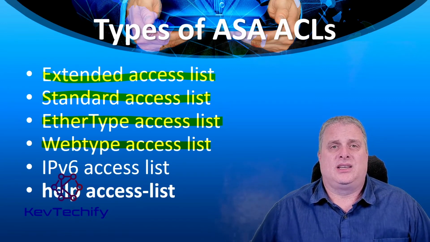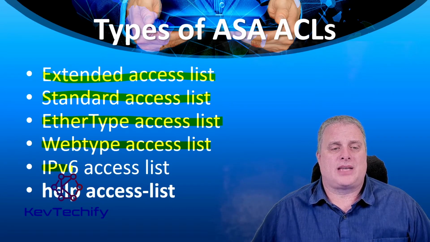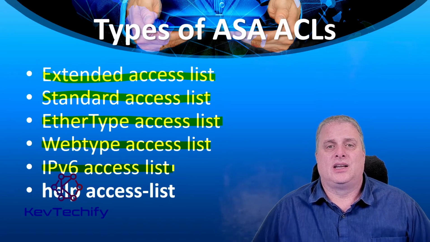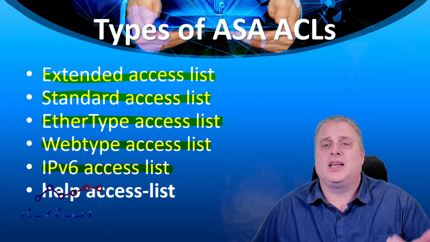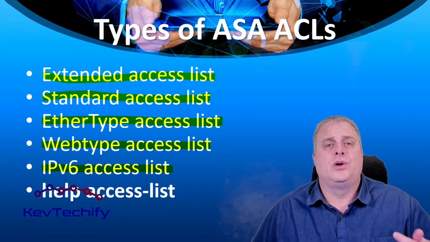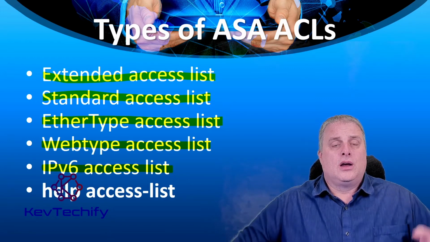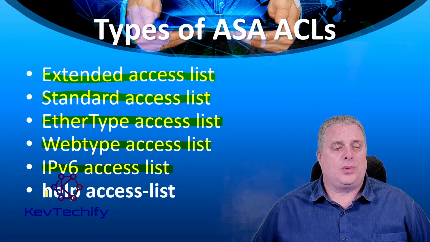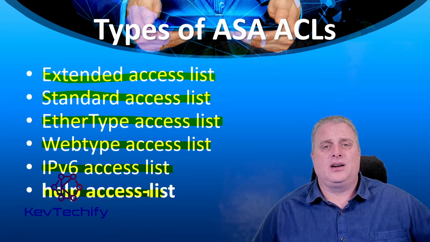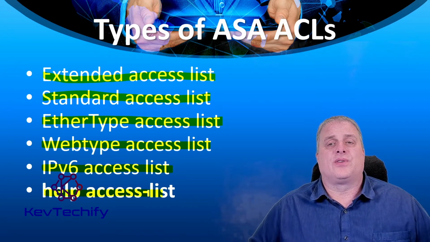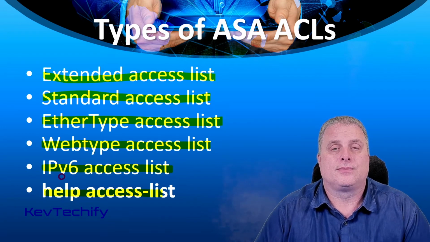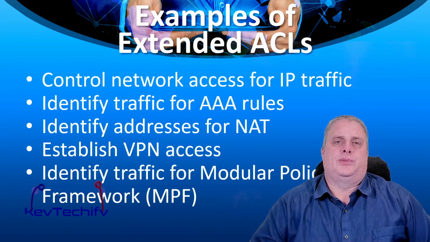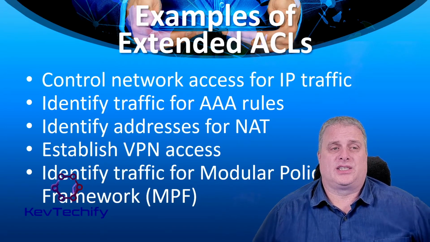And the last access control list type is IPv6 access list. This is used to determine which IPv6 traffic to block and which traffic to forward to router interfaces. We can also use the help access-list command here to display the syntax for all the ACLs supported on the ASA platform.